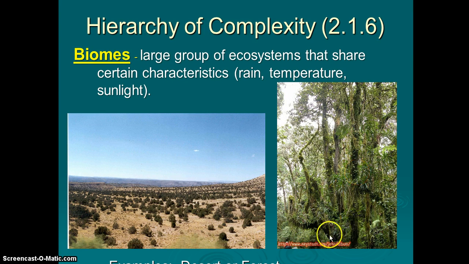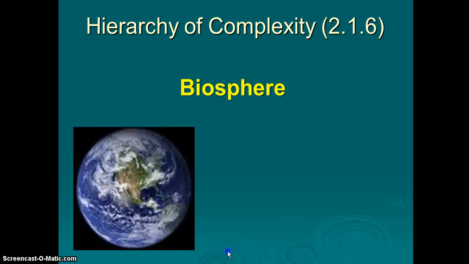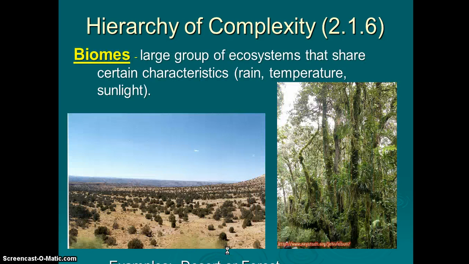Biomes are each kind of different; they're going to have different characteristics, such as the same rain or temperature or sunlight. So all deserts have very similar characteristics: very little rain, very drastic temperatures, a lot of sunlight. The rainforest has a lot of sunlight, a lot of rain, but they're all relatively the same. So biomes are similar characteristics in the same area.